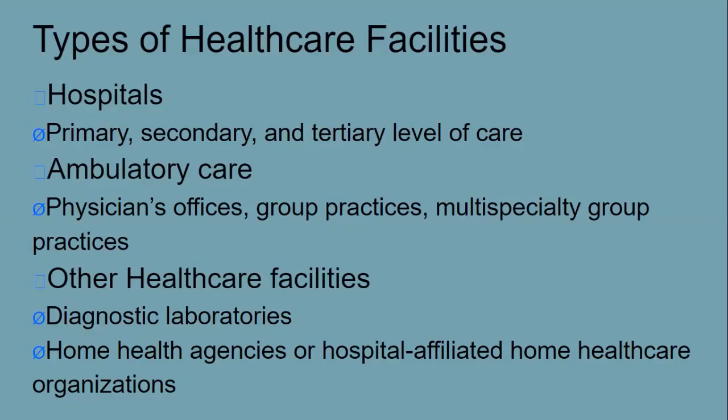There are different types of healthcare facilities. Okay, guys, you are going to know what most of these things are, but we're just going to go through them. So hospitals, primary, secondary, and tertiary level of care. And there's ambulatory care, which are physicians' offices, group practices, multi-specialty group practices, and other healthcare facilities such as diagnostic laboratories, home health agencies, or hospital-affiliated home healthcare organizations.